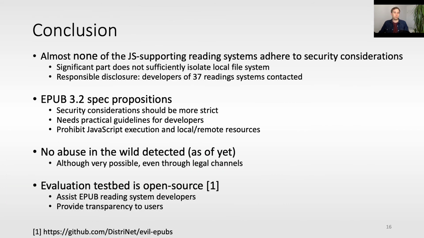Okay, we've come to the end of my presentation, but allow me to recap in a few takeaways. First, our evaluation demonstrates that almost none of the JavaScript supporting reading systems adhere to the security considerations. We exposed various flaws, such as, for example, file system isolation issues, in 16 reading systems. In total, we contacted the developers of 37 reading systems as part of our responsible disclosure. We're very pleased that as a result, the reported issues have been fixed in various widely used reading systems, such as Apple Books and the Amazon Kindle.